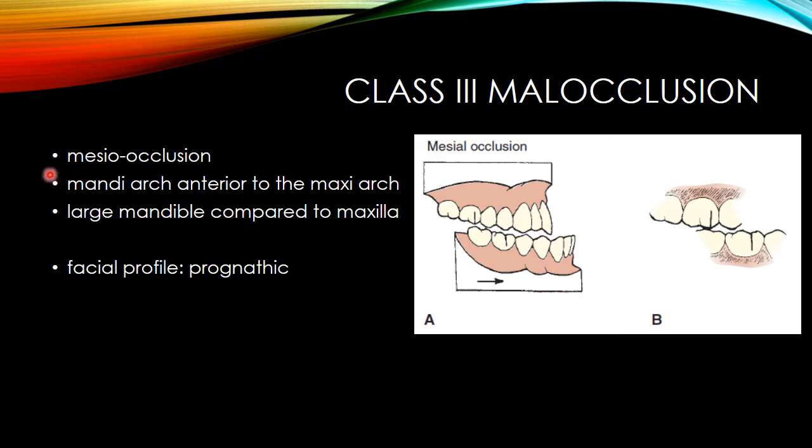Class 3 malocclusion is referred to as mesioocclusion because here the mandibular arch is anterior or more mesial to the maxillary arch. The mesiobuccal groove of the mandibular first molar is mesial or anterior to the mesiobuccal cusp of the maxillary first molar by at least the width of a premolar. This is a result of a large mandible or a mandible larger than the maxilla.